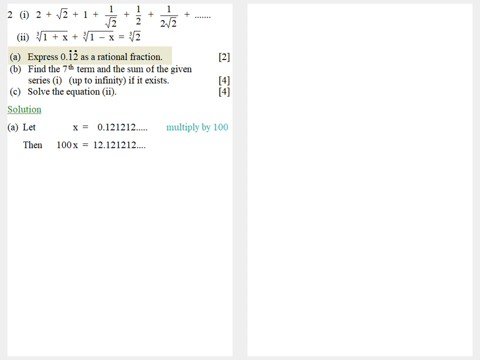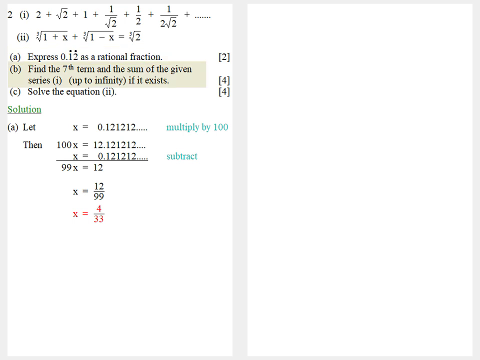So 100x equals 12.121212. And if we write below x equals 0.121212 and subtract, we find that all the decimal digits will cancel out because they're the same. So we'll have 99x equals 12. Well, if we divide by 99, x equals 12 over 99, which cancels to x equals 4 over 33. So our answer is 0.12 recurring is 4 over 33.